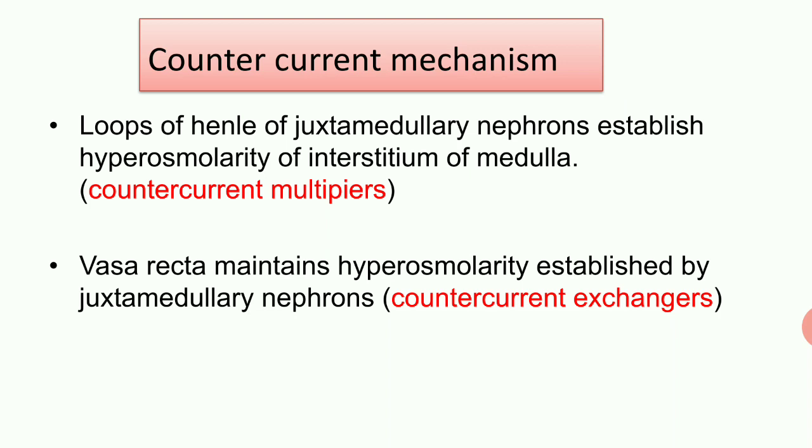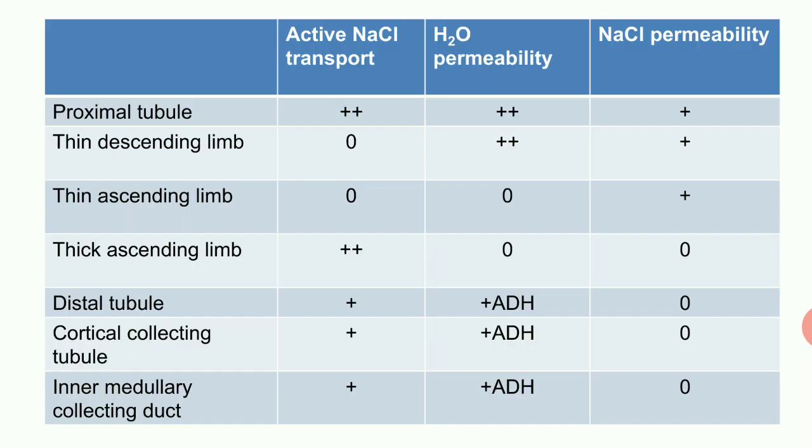This is the counter current mechanism, which has two parts, the counter current multiplier and the counter current exchanger. In the counter current multiplier, the loops of Henle in the juxtamedullary nephron establish the hyperosmolarity of the medullary interstitium, and the vasa recta are responsible for maintaining the osmolarity which is created. This mechanism is called the counter current exchanger mechanism.